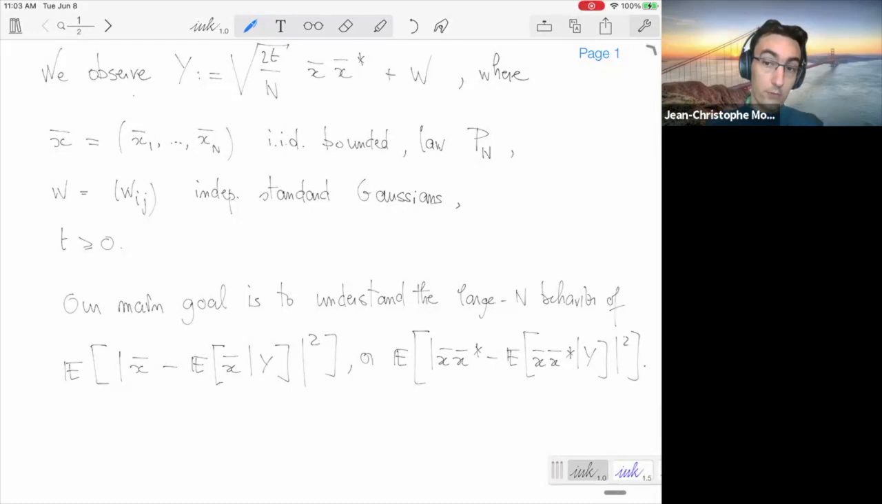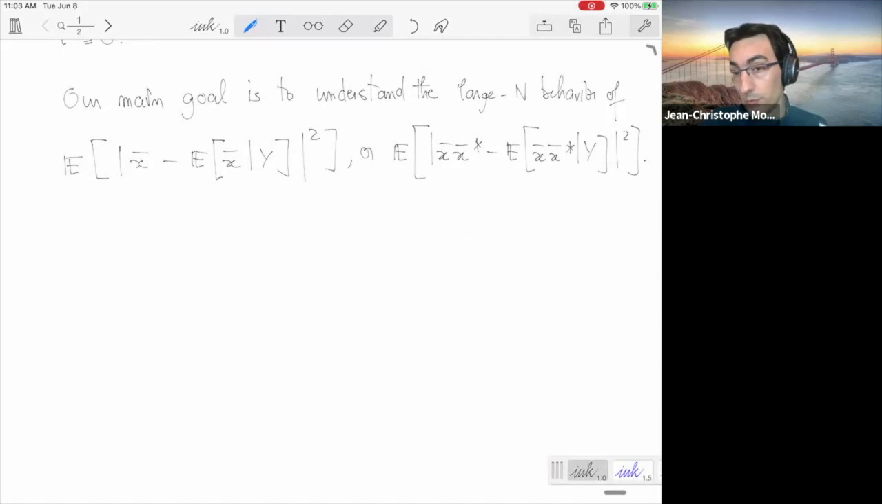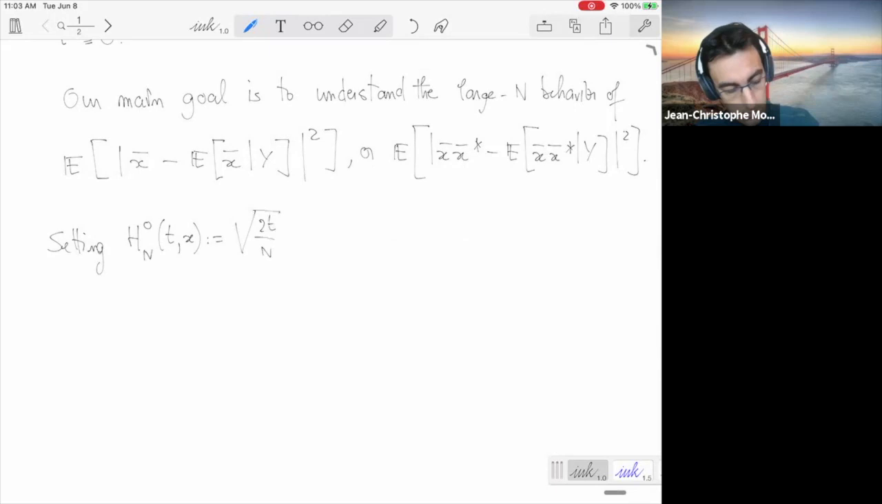Okay, so I would like to understand how this behaves when n becomes very large. And in view of this, we computed last time the conditional law of X bar given the observation of Y. So let me write this down one more time. We had defined this function H_n^0 of t and x, which is square root of 2t over n, Y dot x x star, minus t over n, x x star squared.